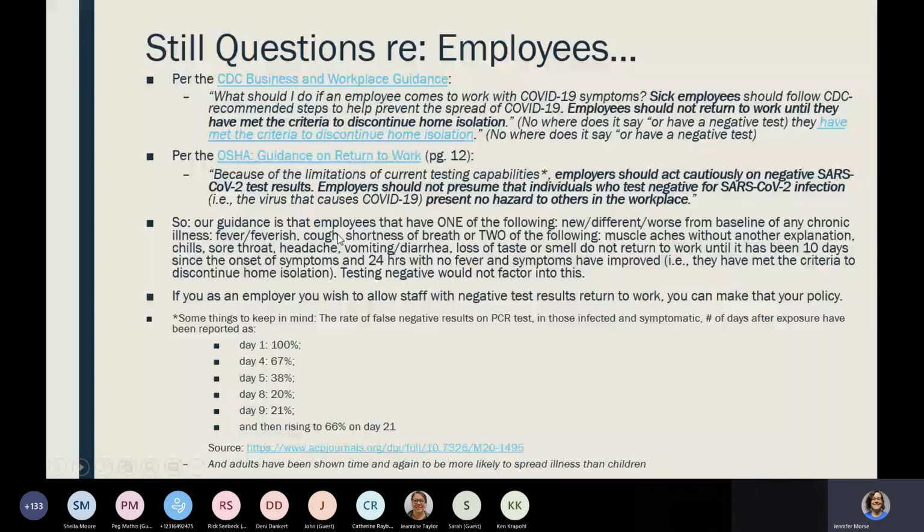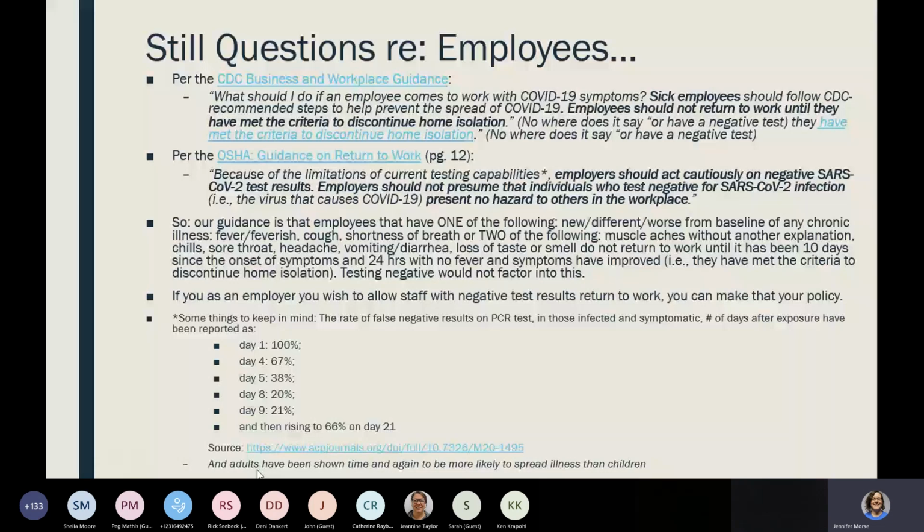If you wish to allow your staff to do that, that is something that you can make your own policy. But based on those two statements, and based on this below, the false negative rates of the COVID test, we are not really going to be able to tell you, yes, it's okay to have them come back to work. Adults have been shown to be more contagious and more likely to be the source of outbreaks in schools. And so that is the rationale.